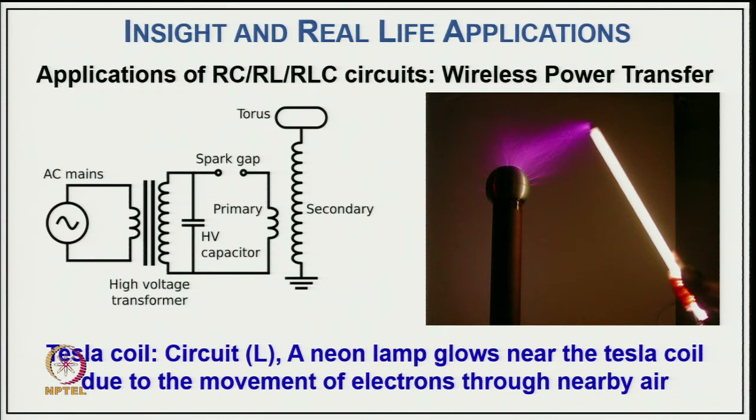We have a single phase AC mains followed by a high voltage transformer with a capacitor, and then a spark gap followed by another transformer which produces the high voltage. We call it a Tesla coil circuit. A neon lamp glows near the Tesla coil due to the movement of electrons through the nearby air, as you can see in the photograph.